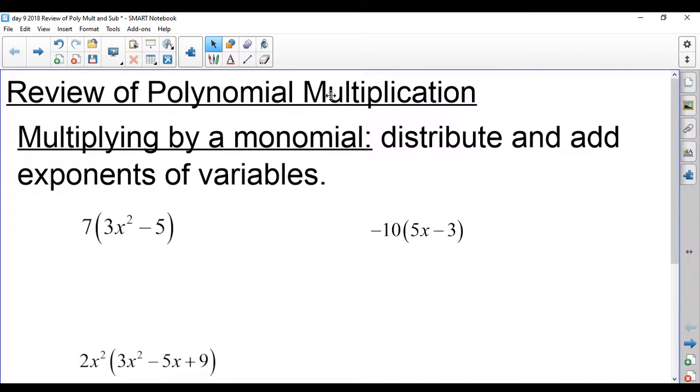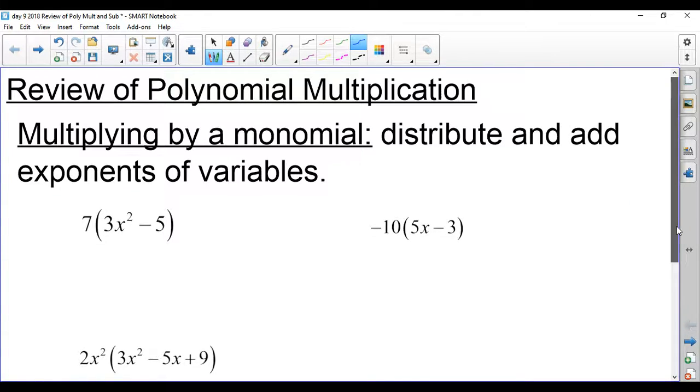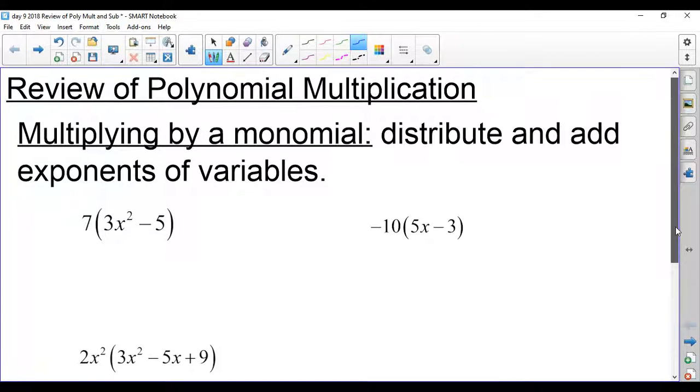Today is going to be our review of everything that we've been working on for the last week and a half or so. And then tomorrow is going to be the graded quiz that will include addition and subtraction of polynomials as well as polynomial multiplication. And just to review, we'll start with multiplication.